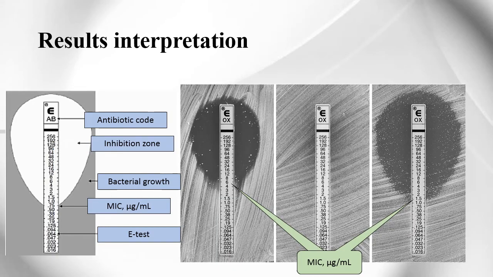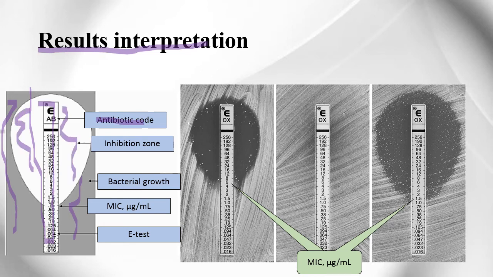Okay, let's see the result interpretation for the E-test strip. This is the E-test strip, and this gray area is the bacterial lawn, showing the bacteria has already grown. Then the clear zone here is the inhibition zone, and usually the MIC is this part, which indicates there's no bacterial growth.